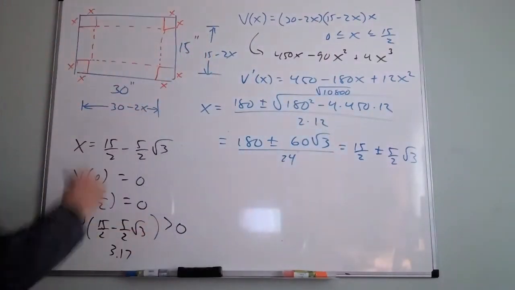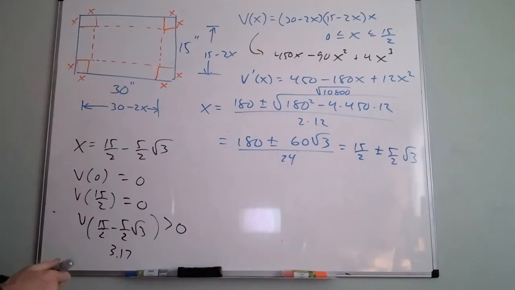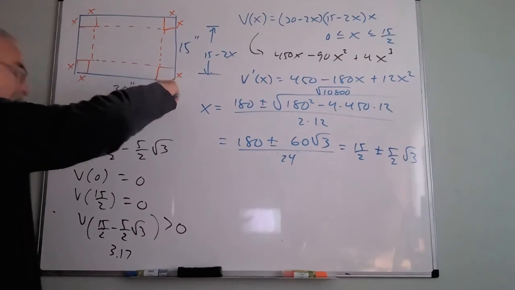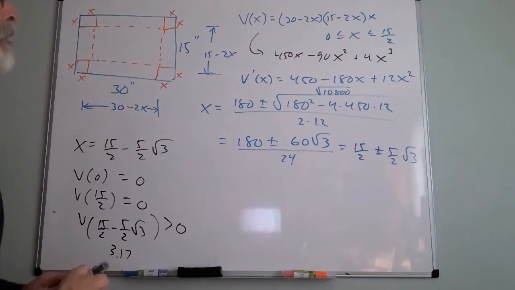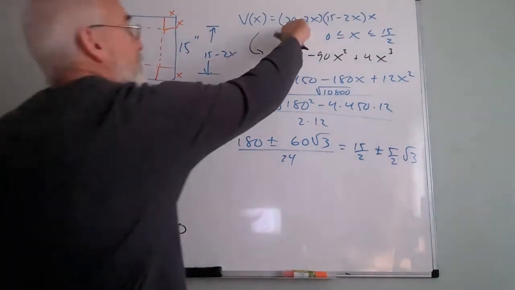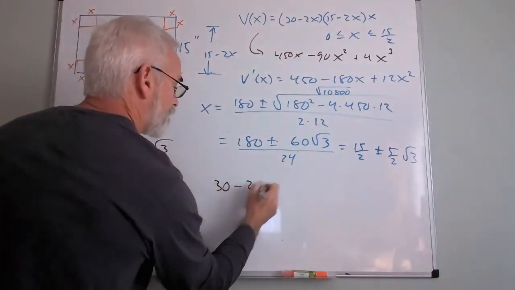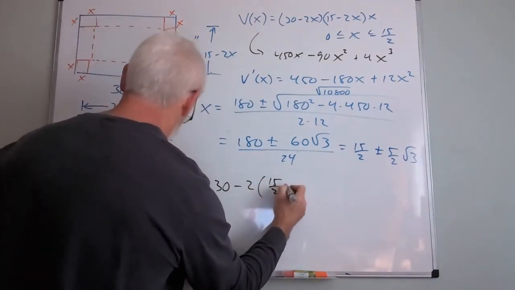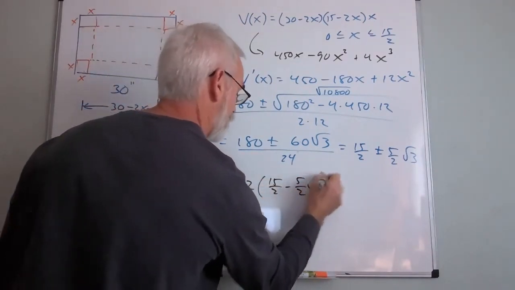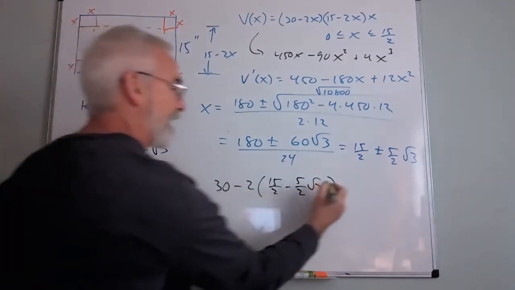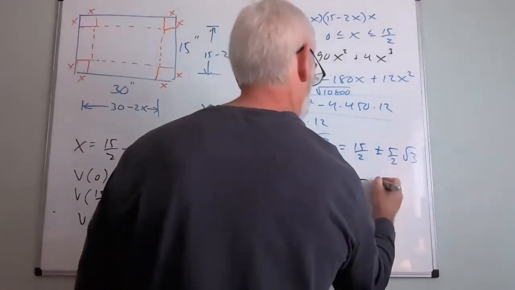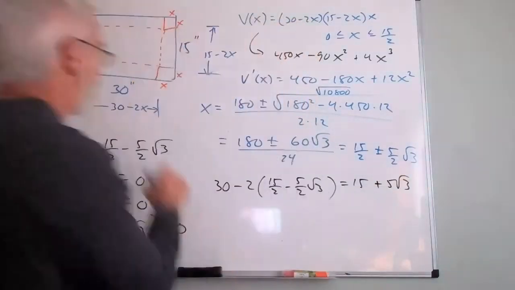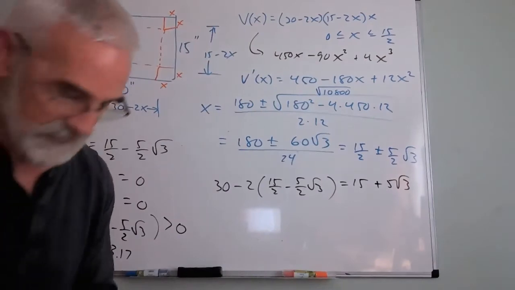Now, I said I wanted the dimensions of the box. I'm sorry, not the dimensions of the box, the dimensions of the cut. So that means my cut's going to be about 3.17 inches in each direction. So what are the dimensions of the box as a result? Well, 30 minus 2 times 15 halves minus 5 halves root 3. So if I multiply that out, that'll give me 15, and then over here, plus 5 root 3. That's my long side. And how big is that?